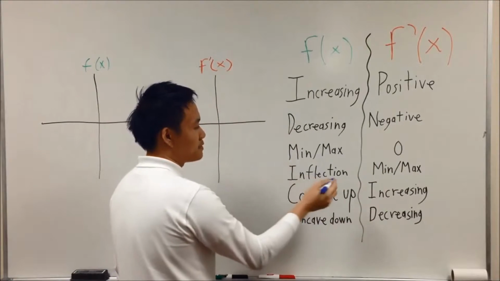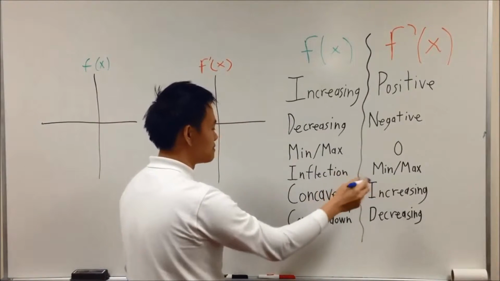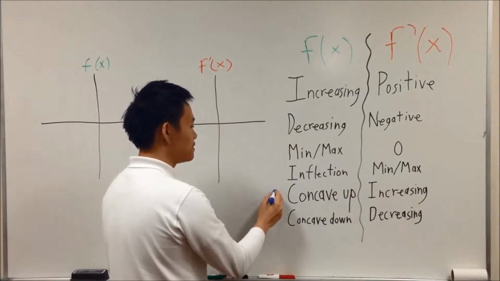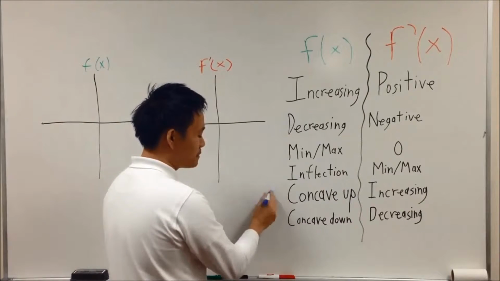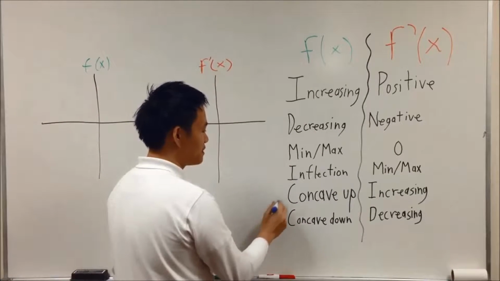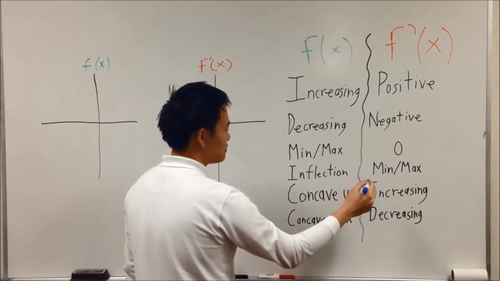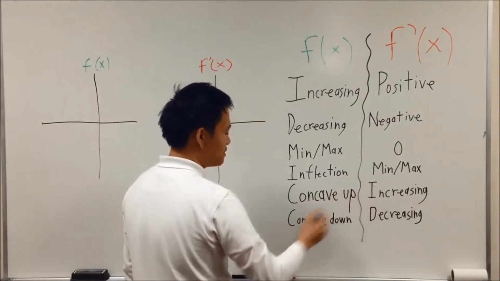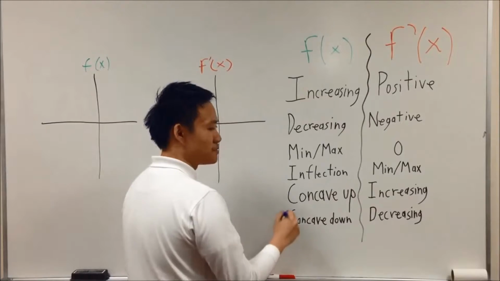At your inflection points, those are your new minimums and maximums. And when you have either concave up or concave down, concave up is when your derivative is increasing, and concave down is when it's decreasing.